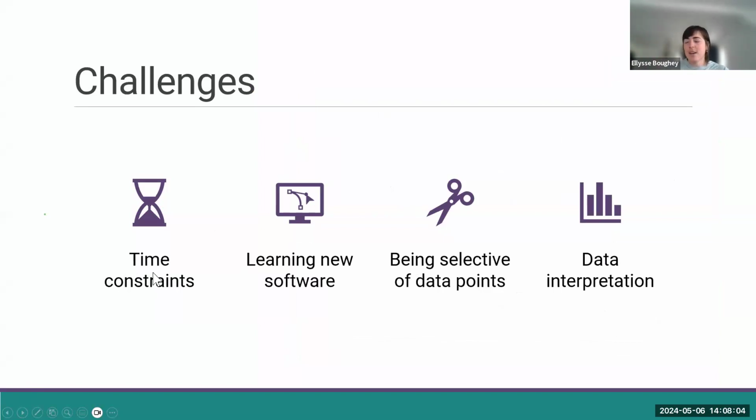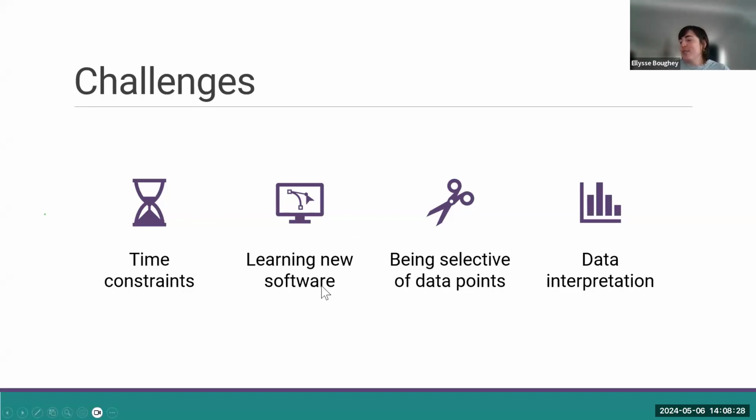So time constraints. This project did take about a year, and I felt like I could have used more time. I always feel that way with many different projects, but just balancing other classes, a full-time job, and changes in my personal life, I definitely had to tap into some really strong time management skills.